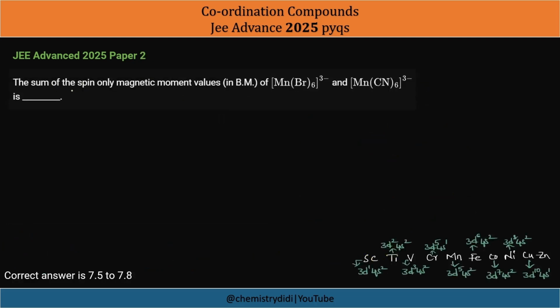Here they were asking for the sum of the spin only magnetic moment values in Bohr magnetons, and here they have given two complexes. See, the first thing that you need to do is write the electronic configuration. In order to write the electronic configuration, if you have an idea about these electronic configurations, it helps you a lot.